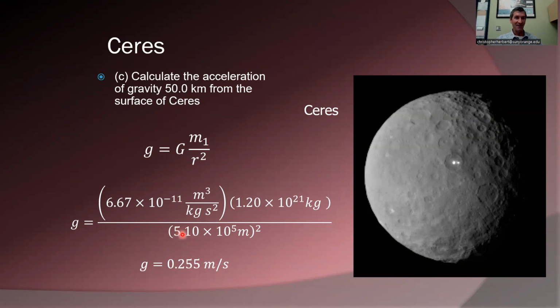So there are 2 errors right here. This is 5.6, and I actually did the calculation with 5.6. And that's an acceleration of gravity of 0.255 meters per second squared. Okay, sorry for that little error.